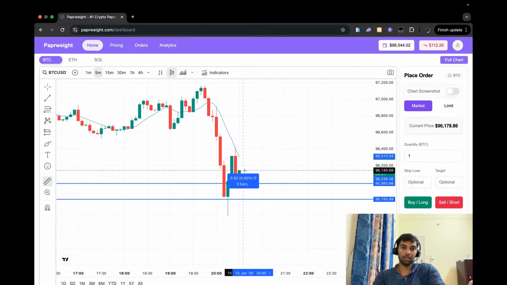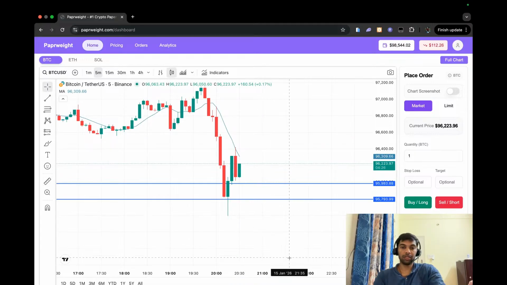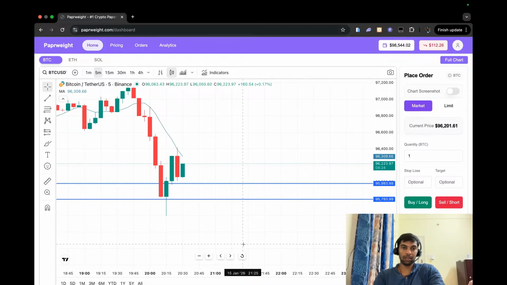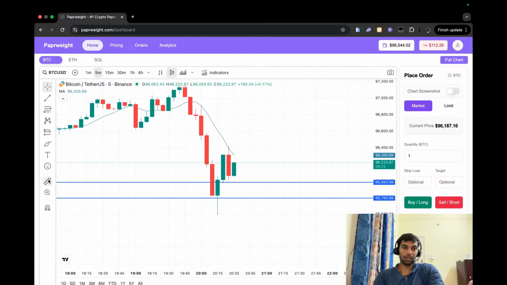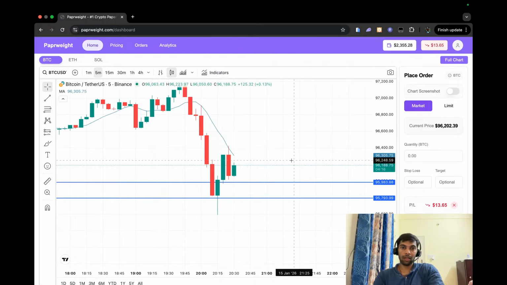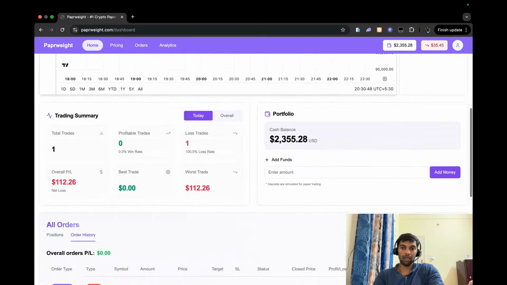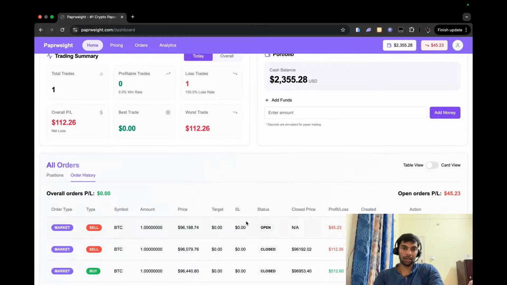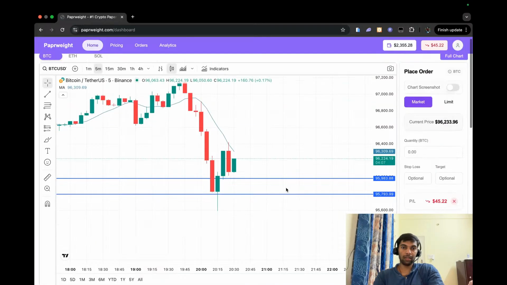Let me see. Okay, it is quite a big risk. Let me wait for the right entry, guys. I think the entry is good now. I'm selling short, guys, again. I think I have sold at 96188.